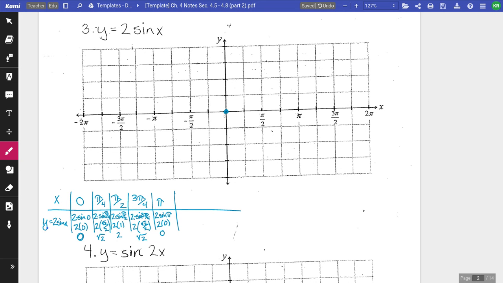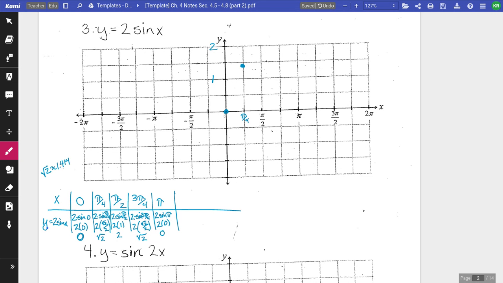Root 2. As a decimal, root 2 is approximately 1.414. So just shy of 1.5. Okay, so this is my 1. This would be my 2. So at pi over 4, which is right here, I'm going to do just under 1.5.